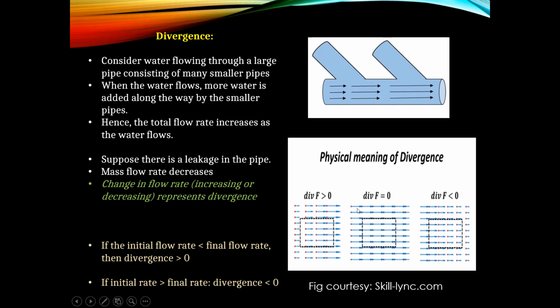So we can just show it here. When the flow rate is constant, that is, the initial and final flow rate of the fluid are constant, then the divergence is 0. When the initial flow rate is lesser than the final flow rate, then the divergence is positive. If the initial flow rate is more than the final, then we get the divergence as negative.